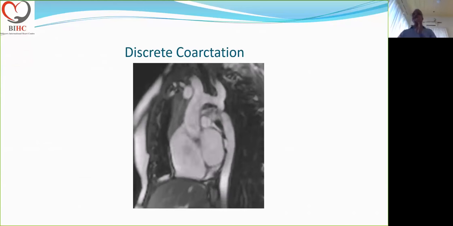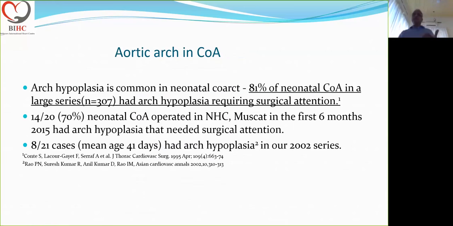If you look at this image, it gives you an idea what coarctation is. The vessel that you see is the left subclavian. This is a cardiac MRI image. Distal to the left subclavian, where my marker is, is the isthmus, and there you have the coarctation. While this is a very nice image to illustrate coarctation, unfortunately coarctation doesn't occur as an isolated obstruction in the isthmus. More often, it occurs in the arch as well. Arch hypoplasia is so common in neonatal coarctation that in different series, the incidence is upward of 80%.